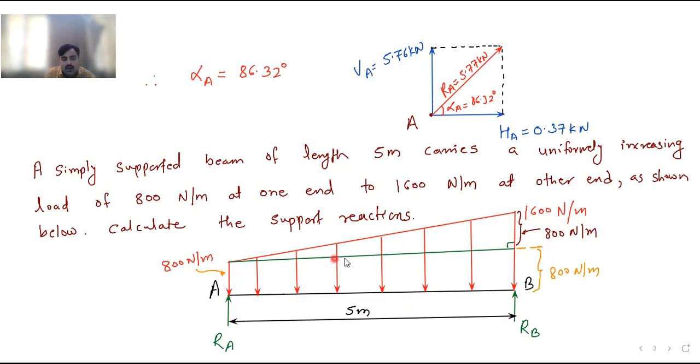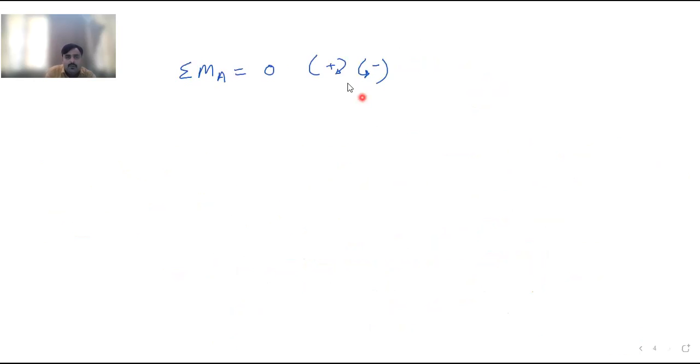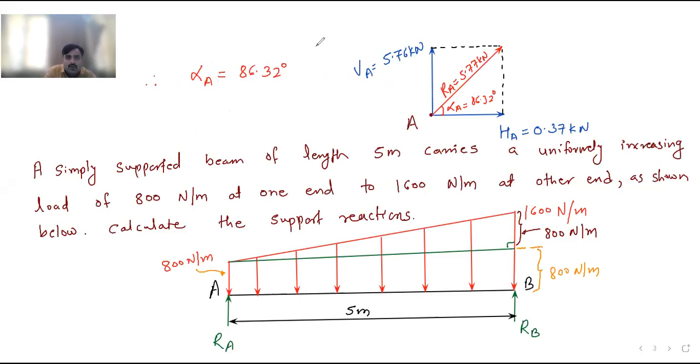First of all, I need to convert this rectangular load, this UDL, into the point load. How am I going to convert that? This length I know is 5 meter. This intensity is 800. So the conversion will be 800 into 5. This is a point load, still not a moment. We are taking the moment, summation M.